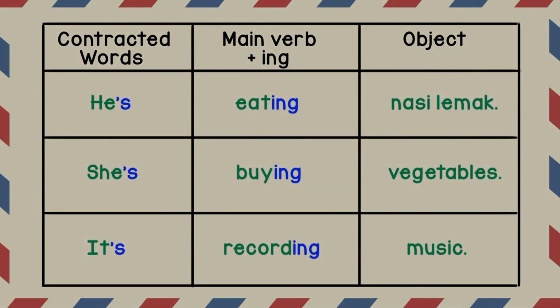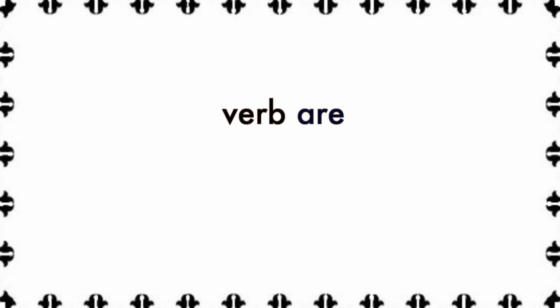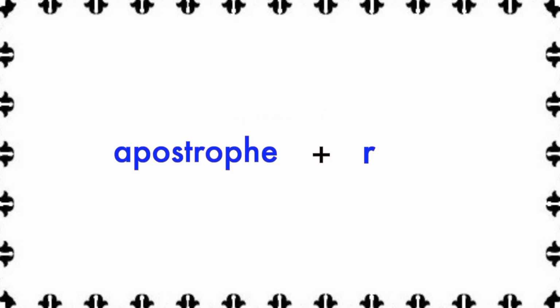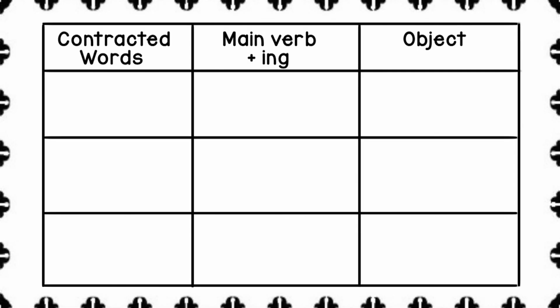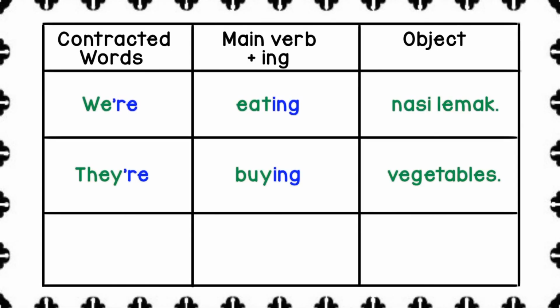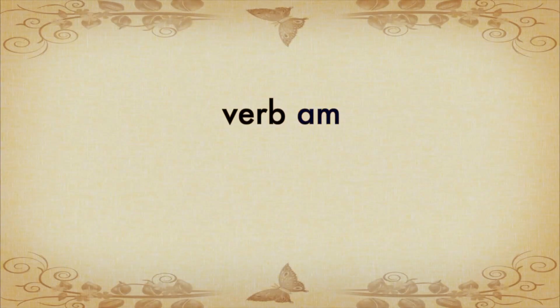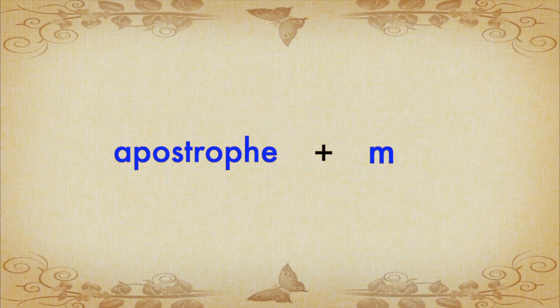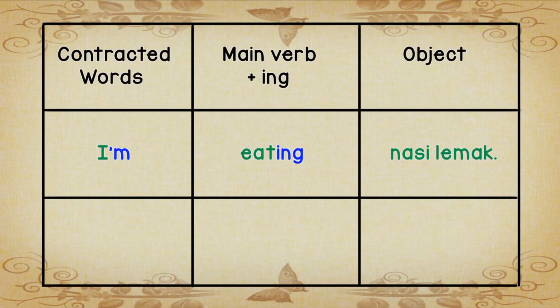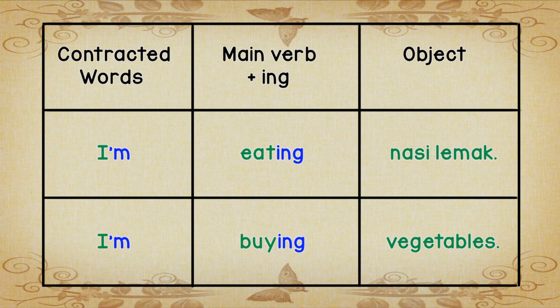On the other hand, when are is contracted, it will be shortened to apostrophe plus r and e. For instance, we're eating nasi lemak. They're buying vegetables. You're recording music. And lastly, when am is contracted, it will be shortened to apostrophe plus m. For instance, I'm eating nasi lemak or I'm buying vegetables.